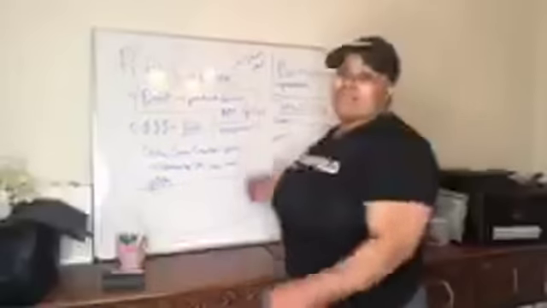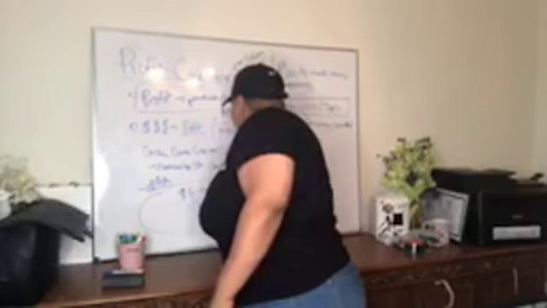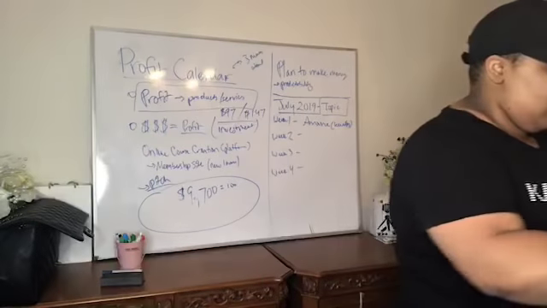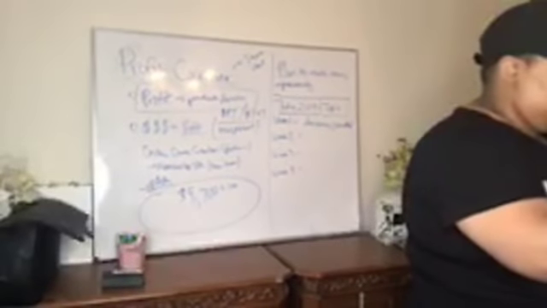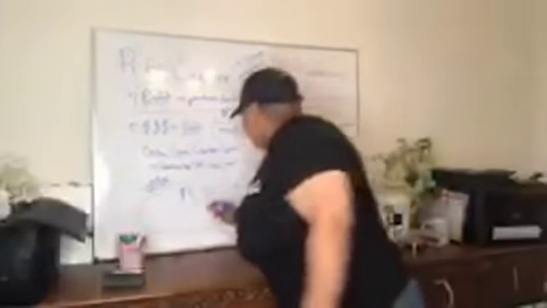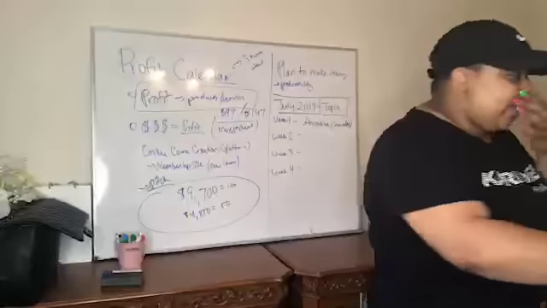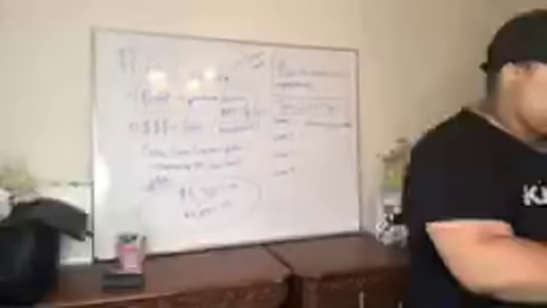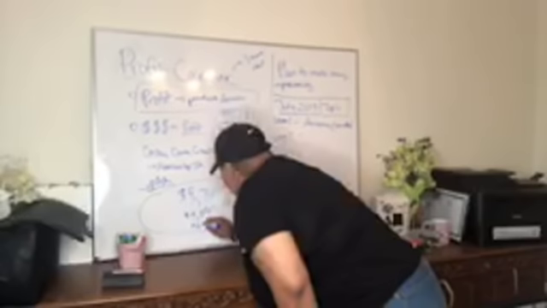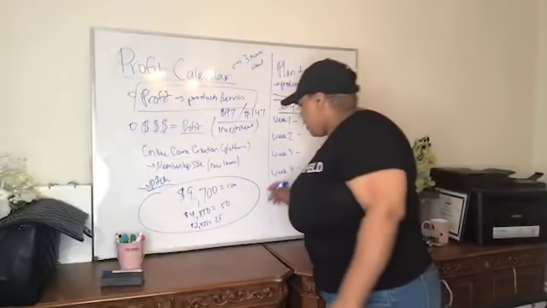So 100 times 97 is going to be 9,700, right? That's if she has 100. If we do half, 50, it's 4,850. That's why you got to know your numbers, okay? If we do 25, it's 2,425. And of course, if she does 10, that's 970.